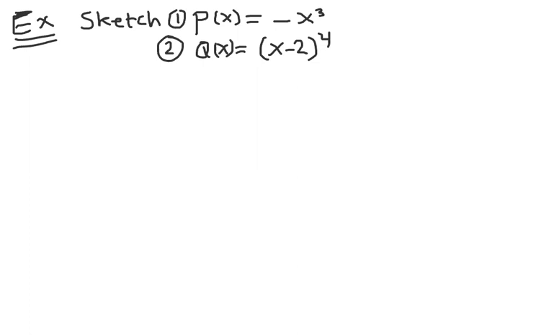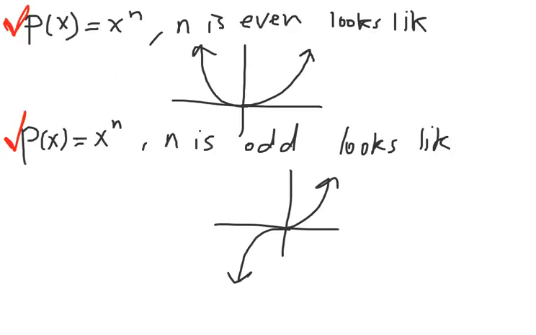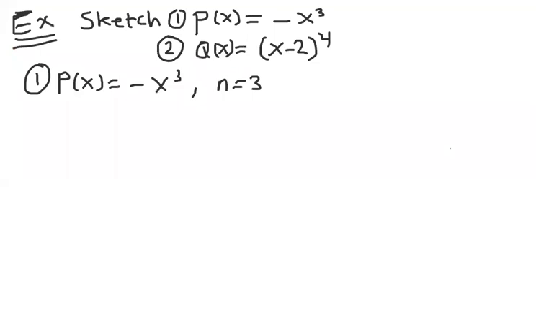All right, so for the first one, b of x equals minus x to the 3. Again, n is odd, and here n equals 3. Like I said before, from the previous slide, if n is odd, all the graphs are similar to this one. And if n is even, all the graphs look similar, close to this graph. All right, so let's graph the first one.